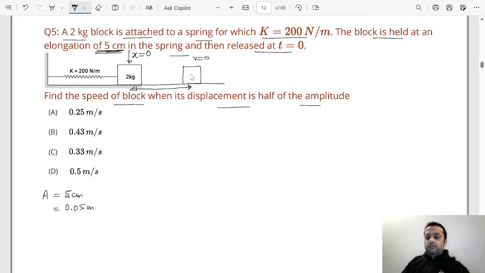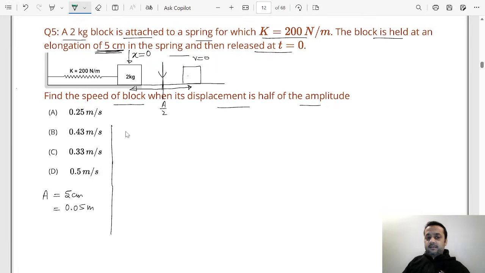Now when the block goes back, at this location let us say x is equal to a by 2. Basically we have to find the speed of the block. So a very easy question. This block will perform simple harmonic motion. In fact you can do this question by energy conservation also, or by simple harmonic motion. So if you remember, the block will perform simple harmonic motion.